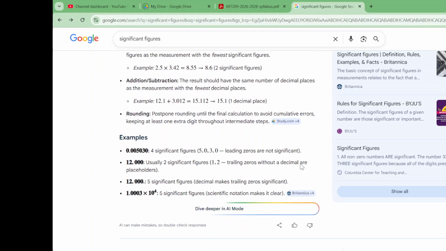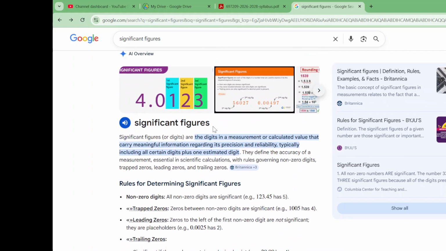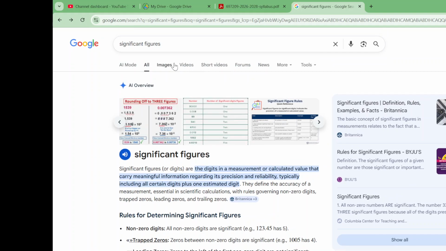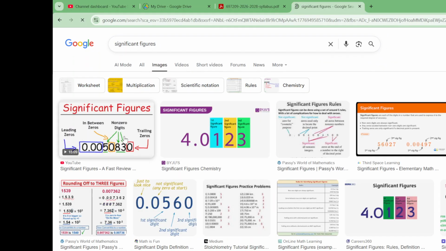So just to review, obviously you can search this up. You got some images, some practice, I believe, over here. If you go into images, you can see someone shared this one.